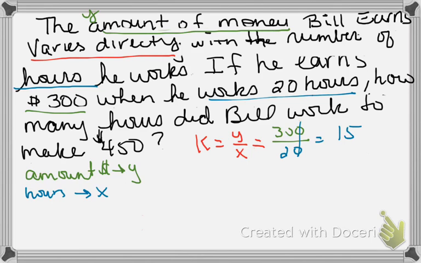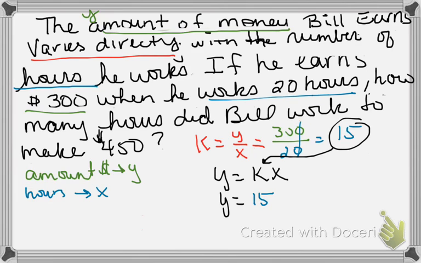I just wanted to make sure, so Y equals, and we know that it's 15, because K is 15. I want to write this formula down so you can see it a little bit better. There's the actual equation. So we're going to plug in 15 for K. So it's going to be Y equals 15x. So that's our equation. If it asks you to write an equation, there it is right there.